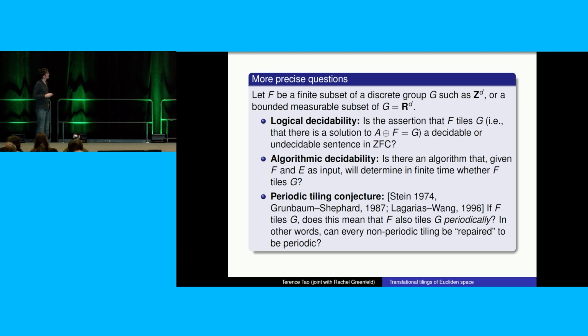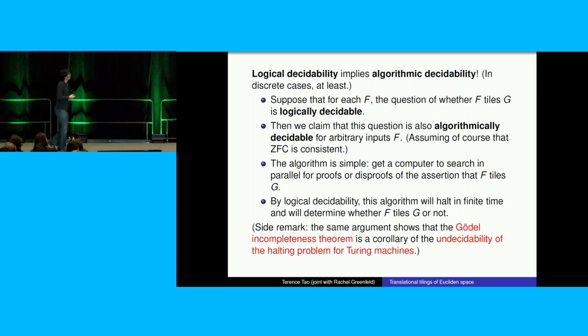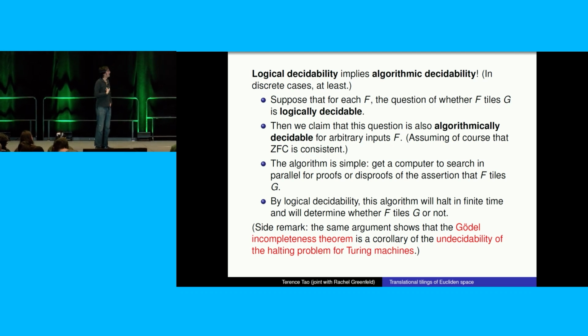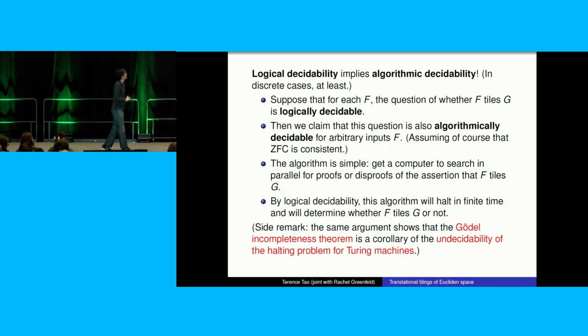So these are three basic questions. One reason why I list them all together is that they are logically related. For example, the first two are related. If the tiling problem is never logically undecidable, so it's either provable or disprovable, then it is also algorithmically decidable. This has nothing to do with tiling. This is a very general implication in complexity theory.